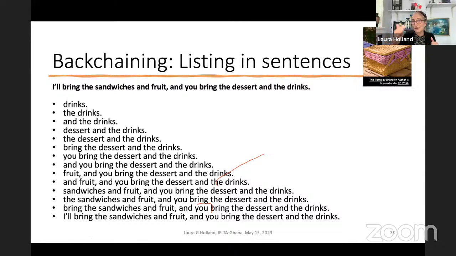Bring the sandwiches and fruit, and you bring the dessert and the drinks. I'll bring the sandwiches and fruit, and you bring the dessert and the drinks. Beautiful. So nicely done.